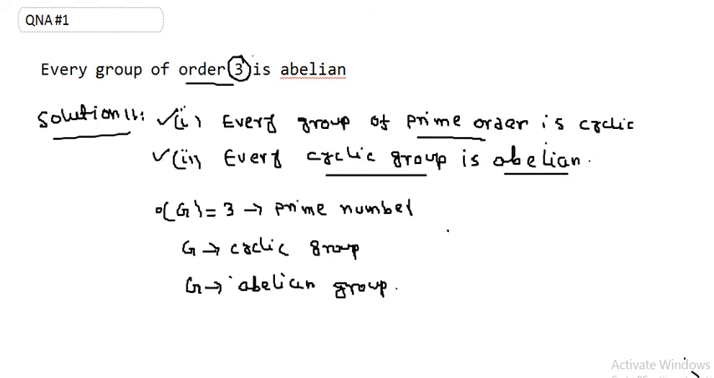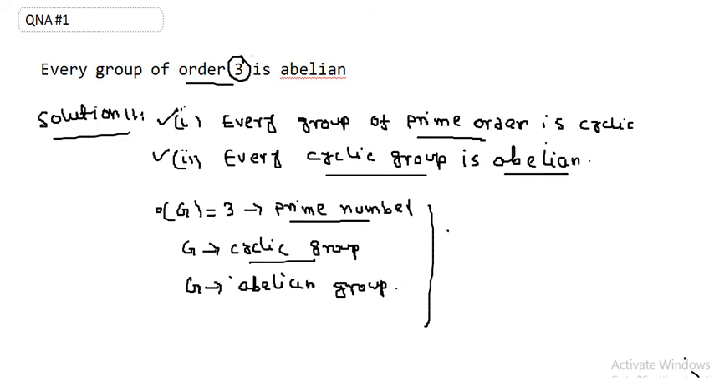Let me repeat it again. If a group has 3 elements, then the order of the group is 3, which is a prime number. So a group of prime order is a cyclic group. So G is a cyclic group, and we know that every cyclic group is an abelian group. So every group of order 3 is an abelian group. So every group of prime order is an abelian group.